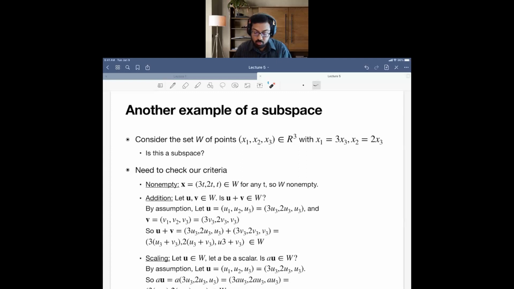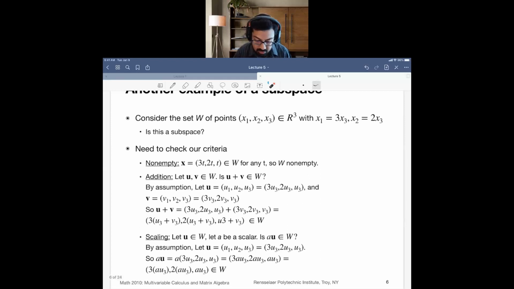Now we need to go on and check whether, with this criterion, we get a subspace in R cubed or not. How do we check it? We check it with 3 different conditions. The first one is non-empty. Let us check whether W, the subspace, has anything or not. Let's first check that. And then the other 2 important criteria: is it closed with addition? Is it closed with scaling? Because that's exactly how we define the subspace condition.